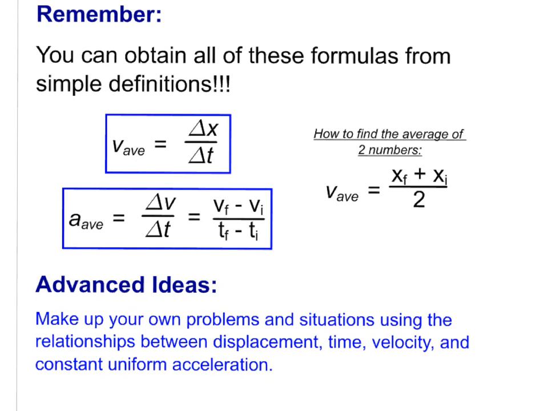So remember, you can obtain all of these formulas from just simple definitions. I've shown you some fancy formulas, but they were all derived from these 3 facts right here. Just remember your average velocity is change in position over change in time. Remember the average acceleration is just change in velocity over change in time. And you know that each of those terms is just the final minus the initial to find that change in. You know how to find an average of something.